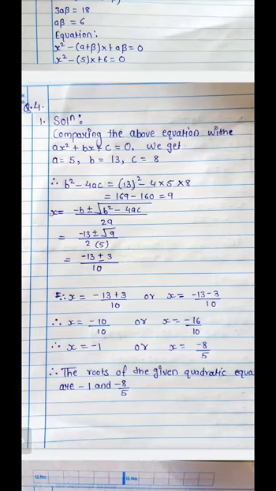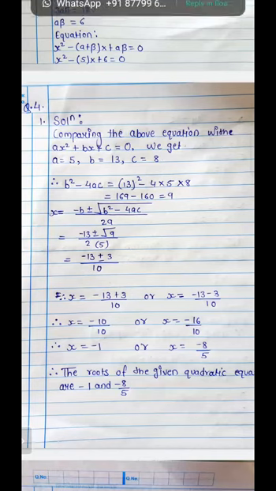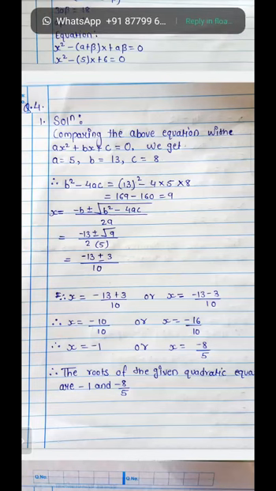So it will be equal to 13 square minus 4 into 5 into 8, which will be equal to 169 minus 160 is equal to 9. This 9 is the value of b square minus 4ac. Now, using this in the formula method, that is x is equal to minus b plus minus under root b square minus 4ac upon 2a. This is the formula for solving a quadratic equation using the formula method.